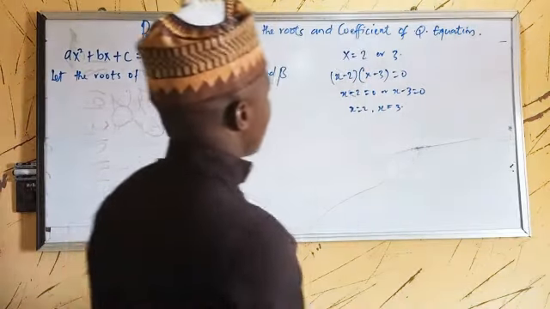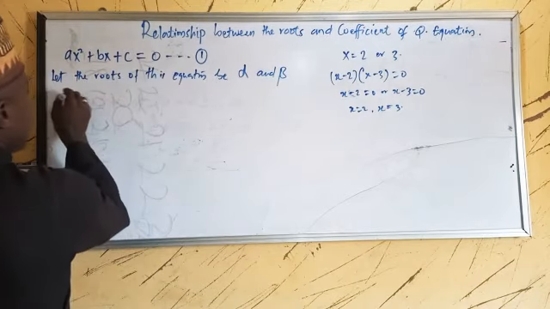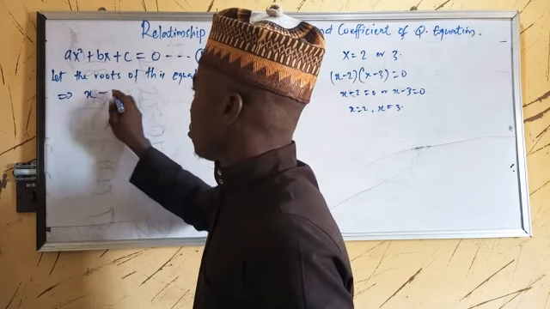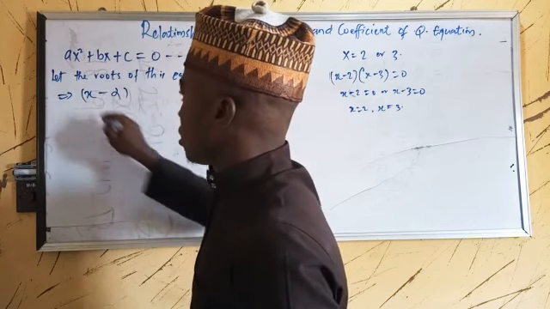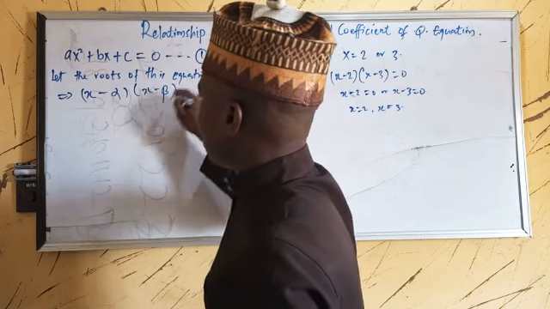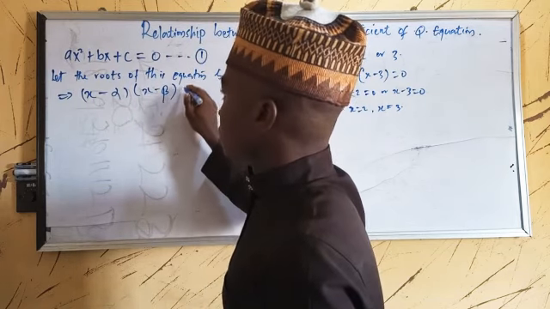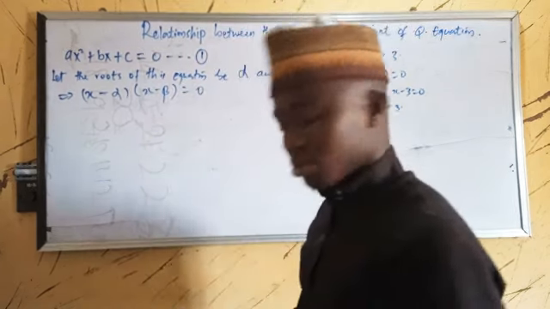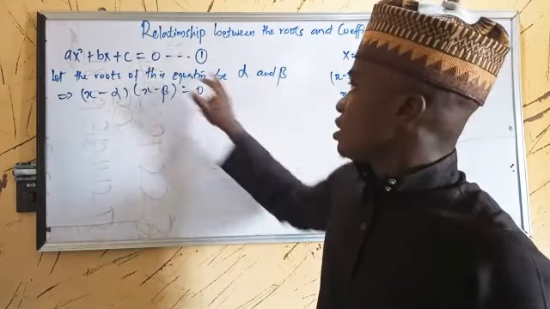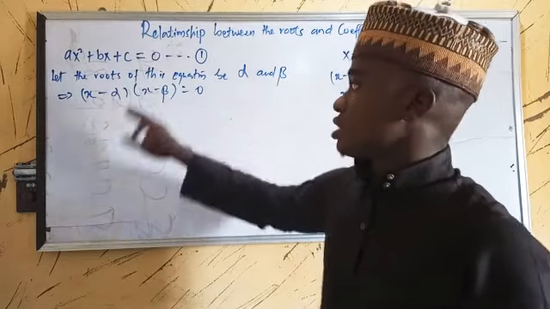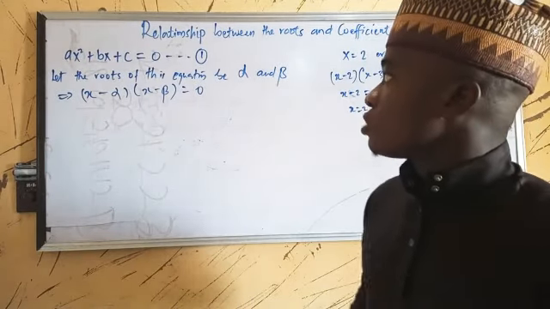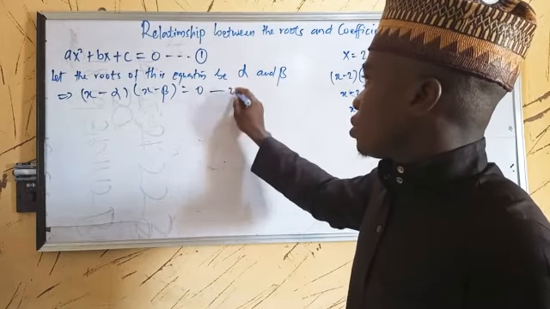So now we want to write this root in the form of a factor like this. You can see that this will be x minus alpha, then x minus what? Beta, equals 0. So if these are the roots of this, definitely we have this equation. Are you getting it now? So let's call this one equation 2.